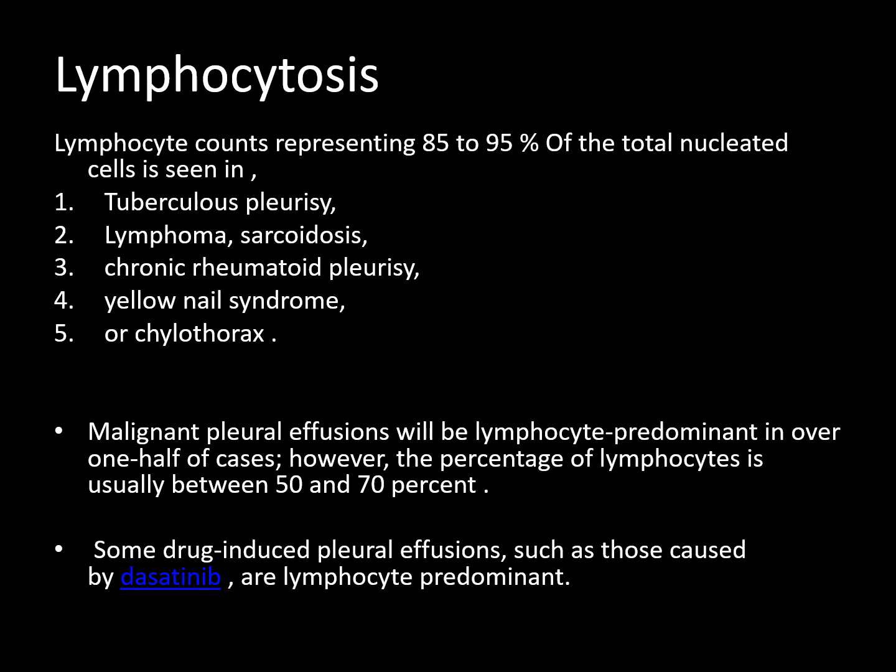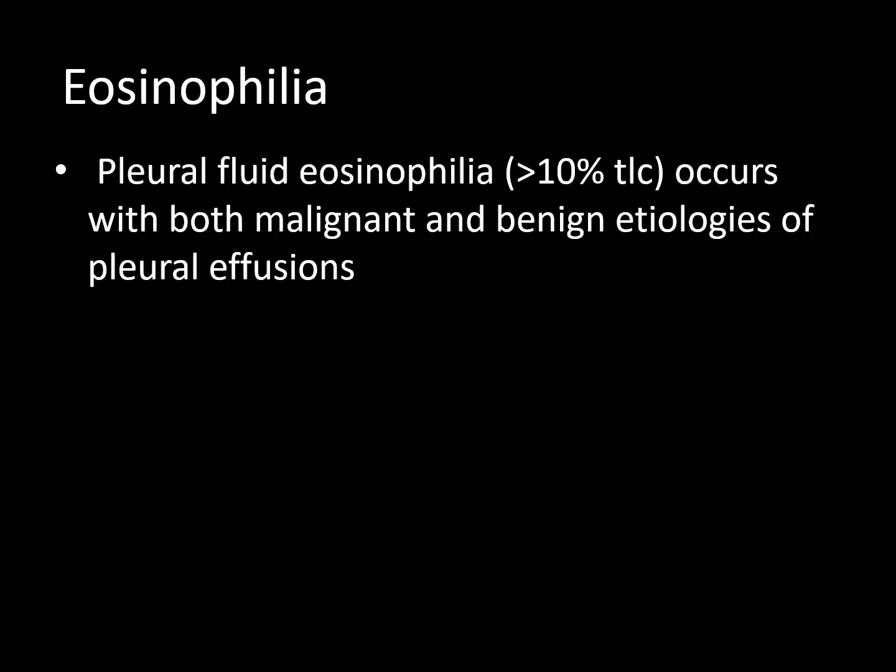Lymphocytosis, with lymphocytes representing 80 to 95% of the total nucleated cells, is usually seen in cases of tuberculous pleurisy, lymphoma, sarcoidosis, chronic rheumatoid pleurisy, yellow nail syndrome, and chylothorax. Malignant pleural effusions will be lymphocyte predominant in over half of the cases. However, the percentage will not be that high; it will be around 50 to 70%. Drug-induced pleural effusions because of dasatinib are lymphocyte predominant.